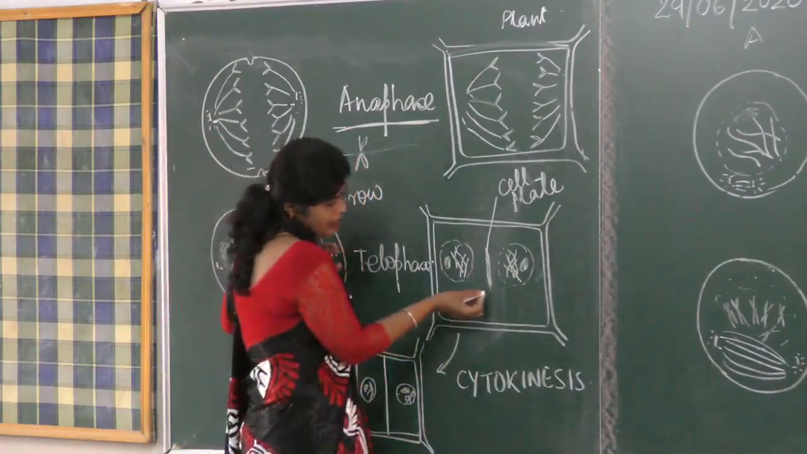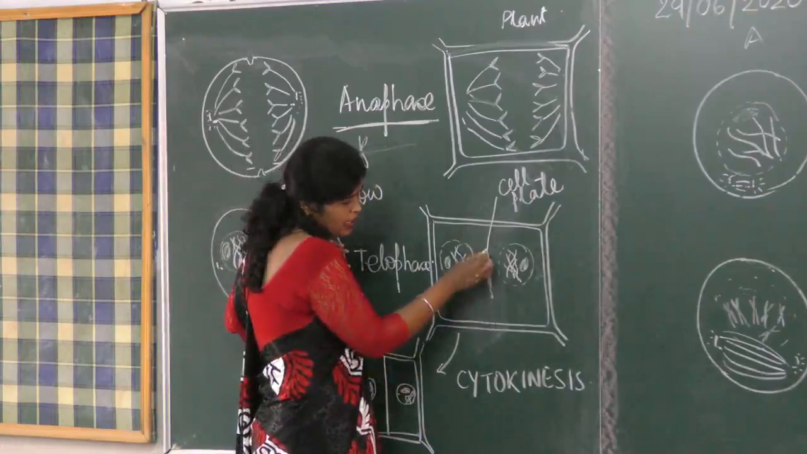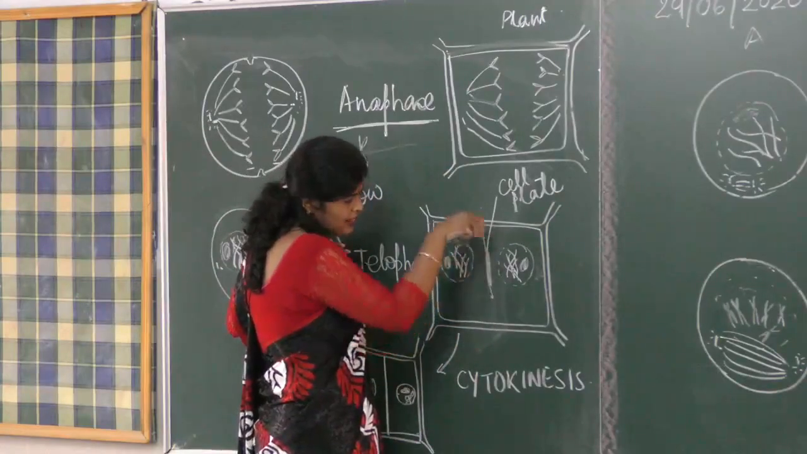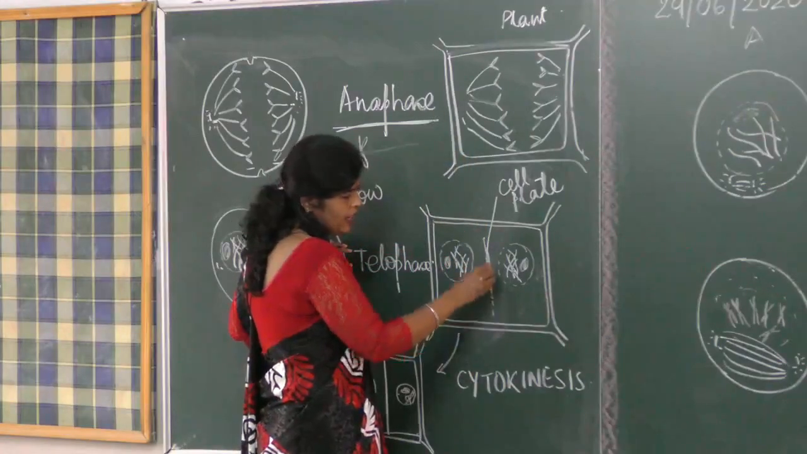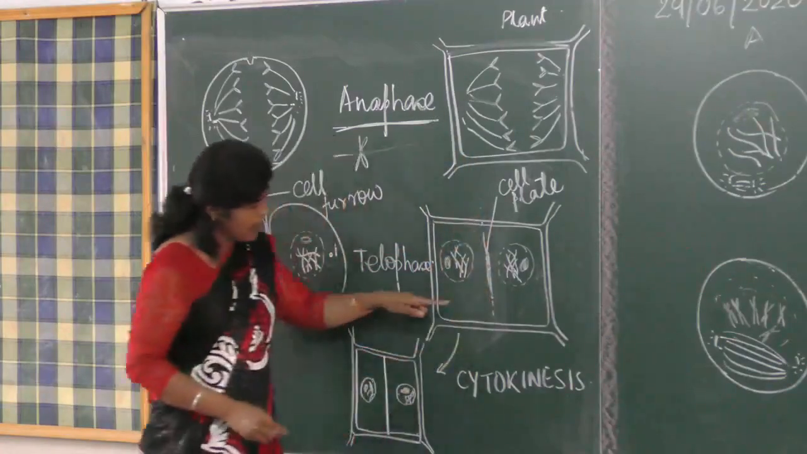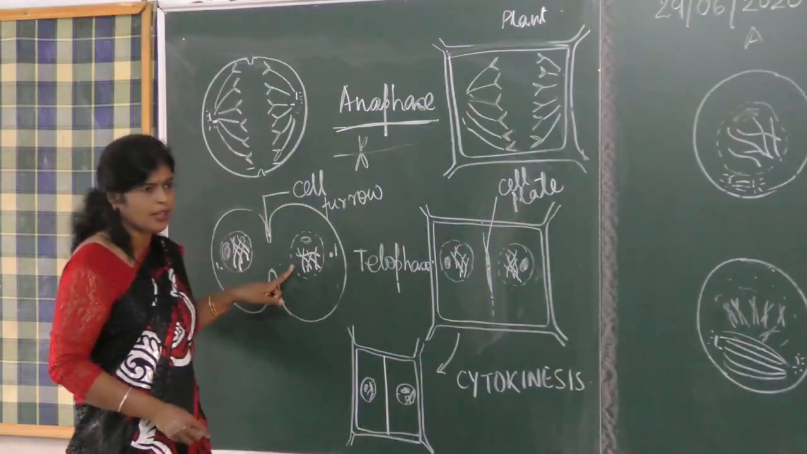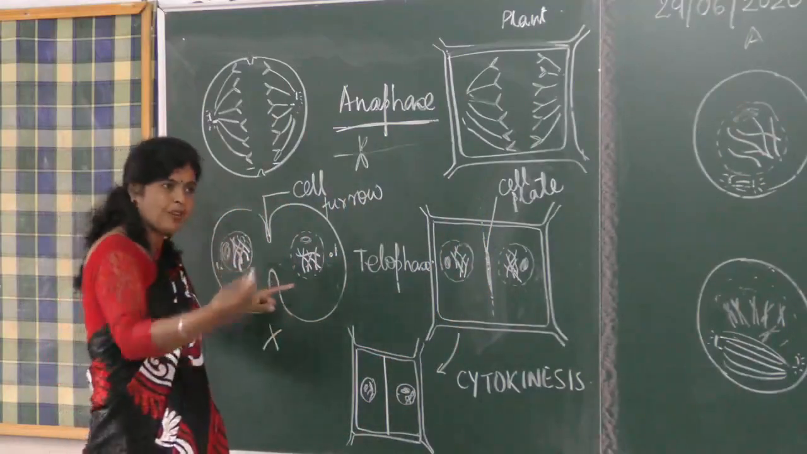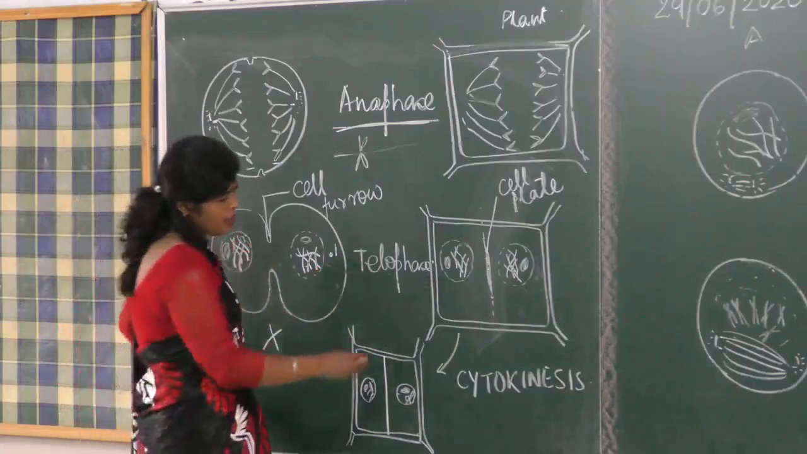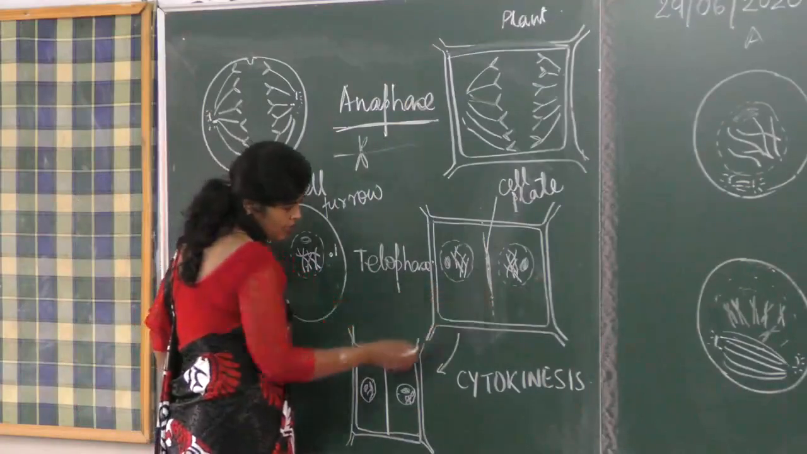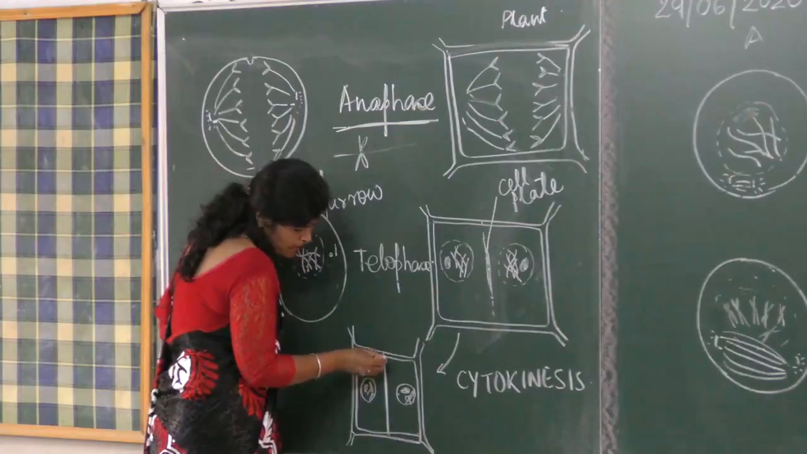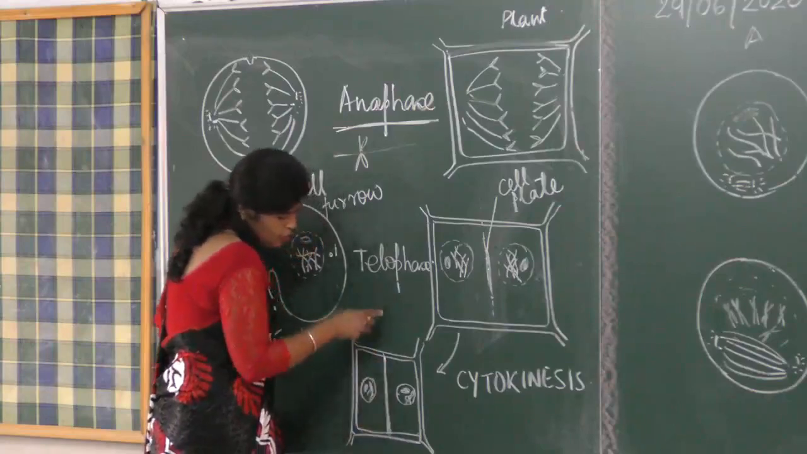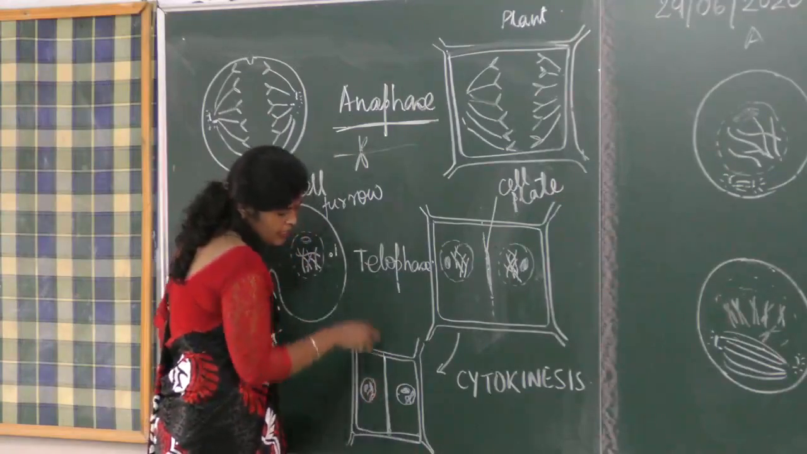Is it all right? And the cell plate keeps elongating from the center. It keeps elongating towards the periphery. Is it all right? And by the end, I have not shown cytokinesis in animal cell. We have already done that. Now in plant cell, what do we see? That this elongates, finally dividing the cell into two parts. The cell plate has elongated to divide the plant cell into two parts.